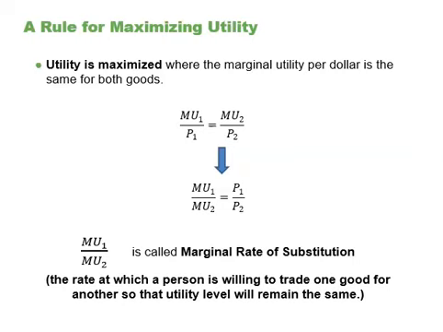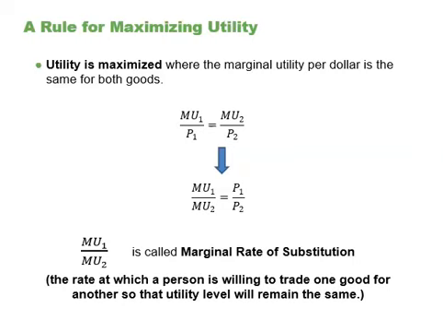There's another equivalent way to think about this. When we divide the price of good 1 by the price of good 2, at the utility maximizing point, this will equal the marginal utility of good 1 divided by the marginal utility of good 2. This means the ratio of the prices of the two goods should equal the ratio of the marginal utilities at the utility maximizing point. The ratio of the marginal utilities is called marginal rate of substitution.